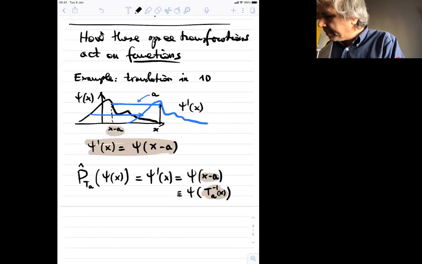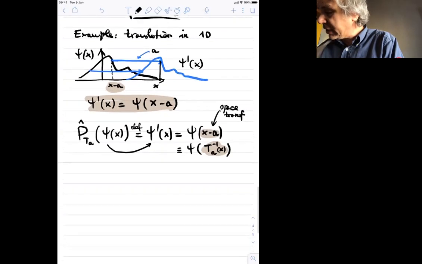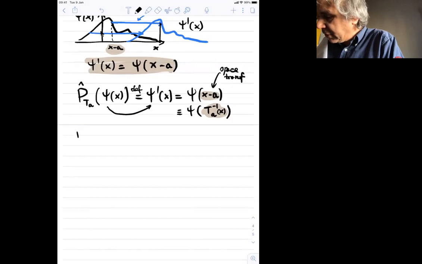I define an operator acting on the function corresponding to the space transformation. You see that this is a space transformation. It's a transformation of points. And now I am defining an object that works on the functions. It takes a function and gives me a new function. Let's use this general thing to make the story pretty general. So in general, my new definition is the following: if I have some space transformation T, whatever, so T associated to some rotation.